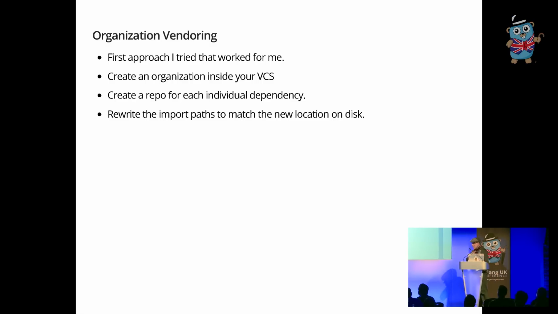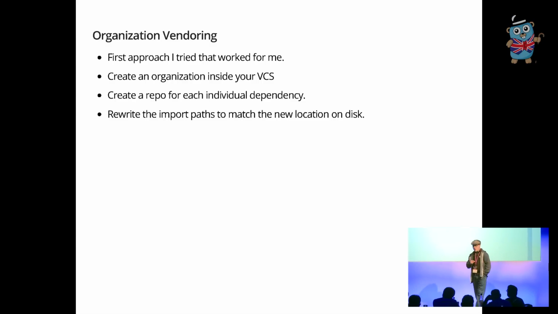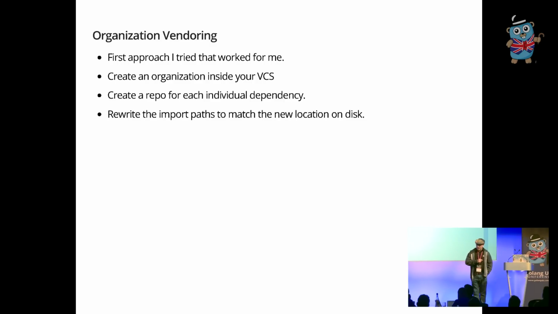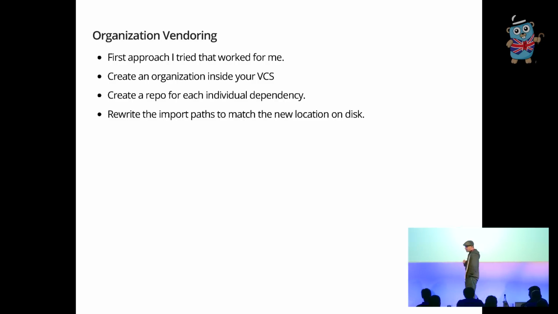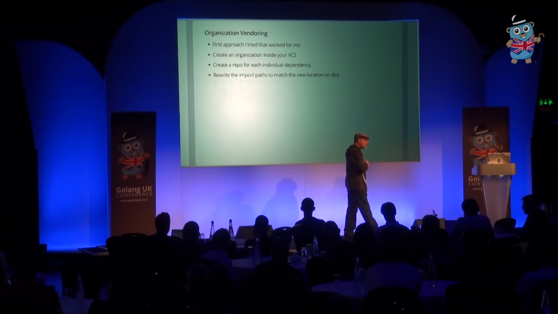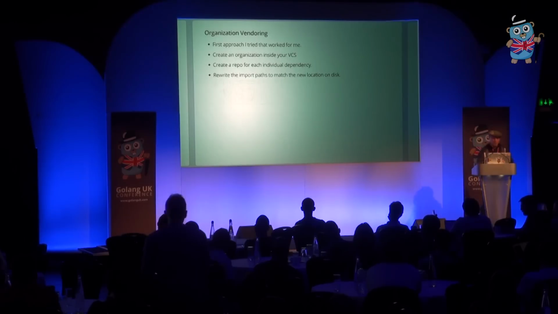All right. So this is the first approach that I tried. Like I said, I still have one project, production level project, that's using this. The idea was to go into GitHub and create an organization for the project. So this project was called FinApps. So I went to GitHub, created a FinApps organization, and then I took every dependency that was in my project and created a repo for it.